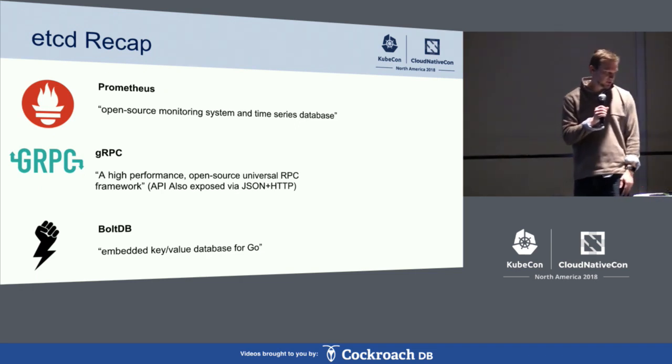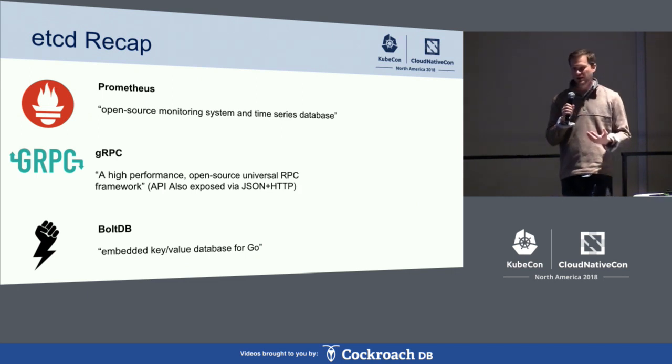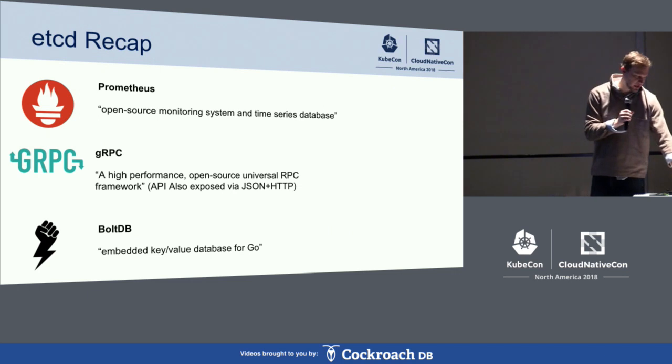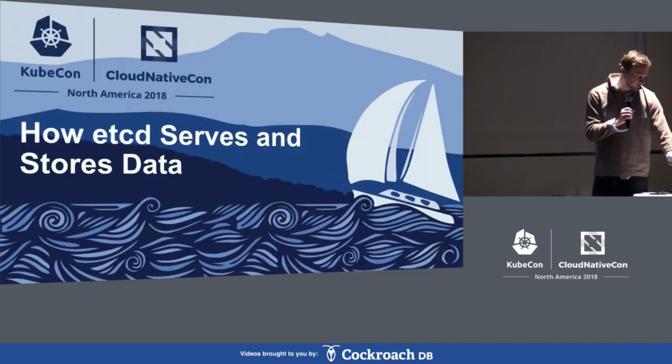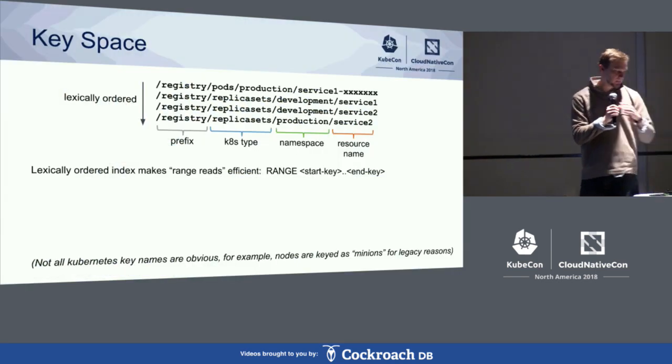And then the last major subsystem is BoltDB. etcd needs a backing store to persist its data to disk, and it uses this system for that. We'll talk a little bit more about it later. Let's talk briefly about how etcd serves and stores data.